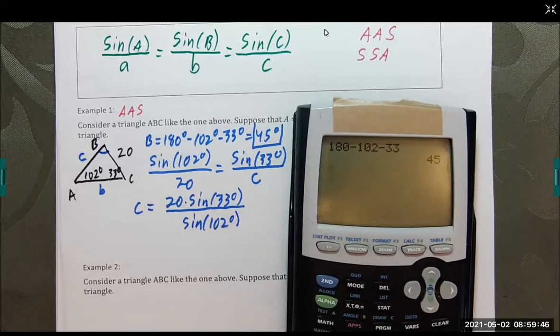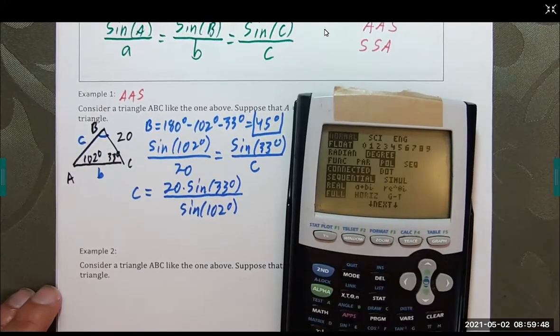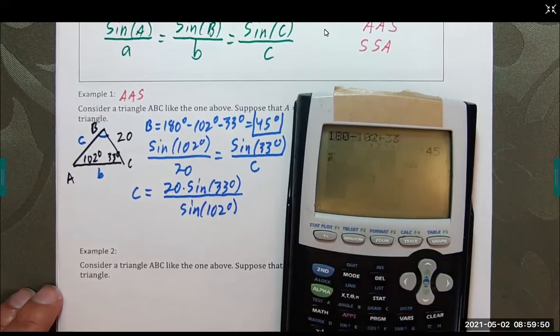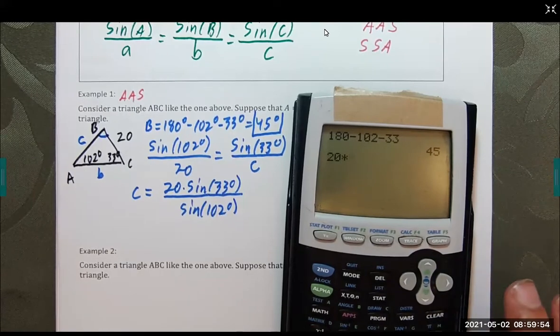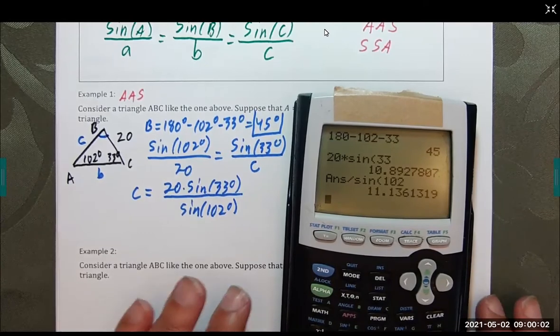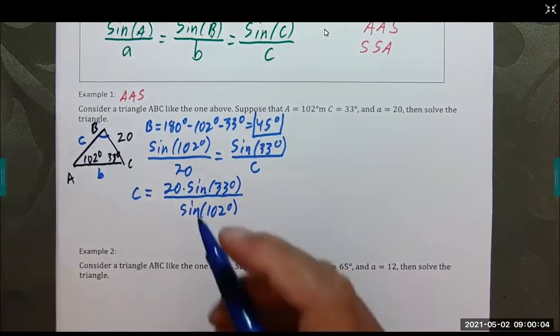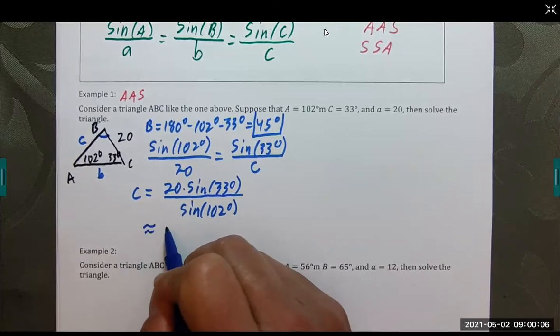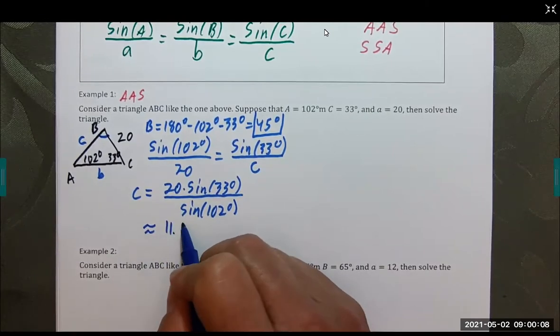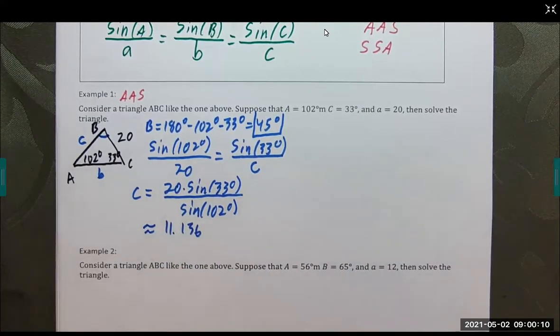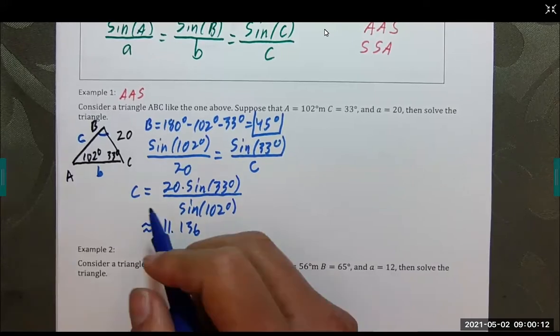Now again, I'm going to obsessively double check that we are in degree mode. If you're in radian mode, you'll have to switch it. We have 20 times the sine of 33 degrees divided by the sine of 102. Now we have side C, 11.136, we'll say. And we do not have a unit with this.